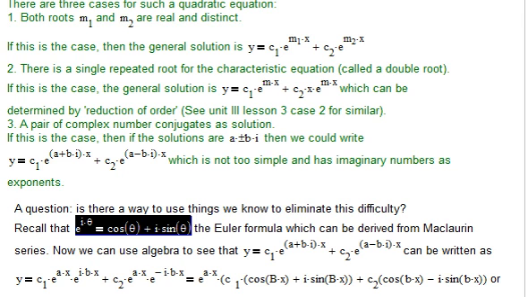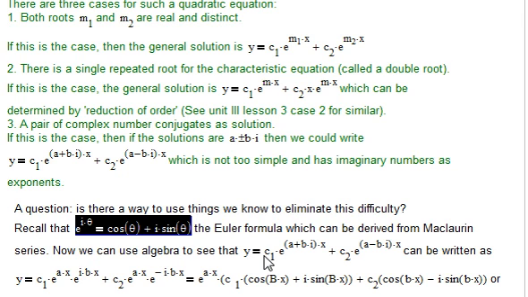And the Euler formula can be derived, if you can't remember doing it, from the Maclaurin series, and I'd be glad to make that a homework problem. But it's pretty easy to do. You have to look up the Maclaurin series for cosine and sine and e to the x, and when you do that, it'll be very apparent and it'll fall out quite easily.